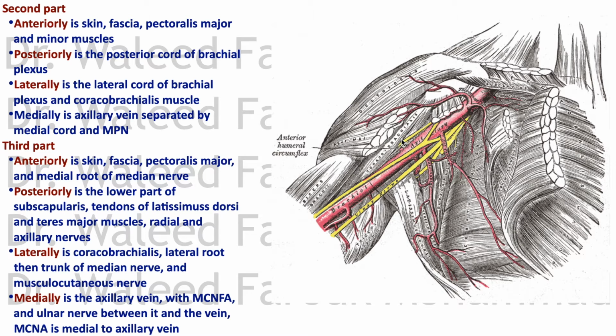Medially is the axillary vein. See, and the medial cord now is replaced by the medial cutaneous nerve of forearm and the ulnar nerve between it and the vein. Remember that the medial cutaneous nerve of arm is medial to the vein, while the medial cutaneous nerve of forearm and the ulnar nerve are between the vein and the artery. Remember that. So the medial cutaneous nerve of arm is the most medial structure.